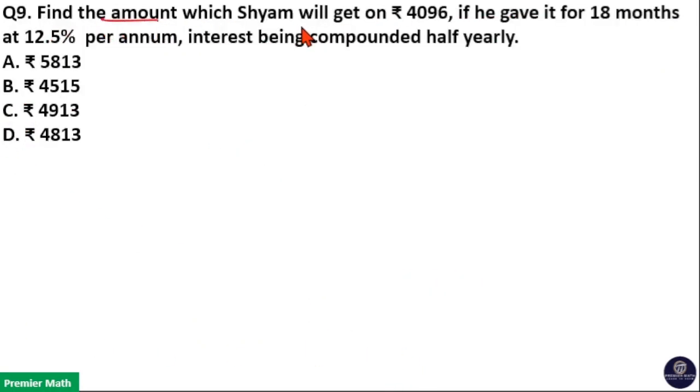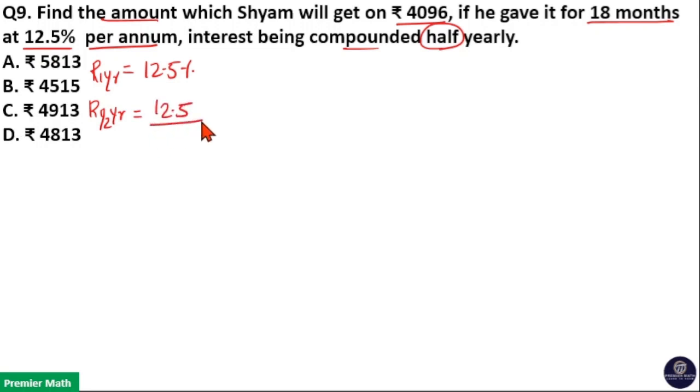Find the amount which Shyam will get on rupees 4,096 if he gave it for 18 months at 12.5% per annum, interest being compounded half yearly. That means every 6 months interest is added to the principal. Here rate for 1 year is equal to 12.5%. Then rate for half year, that is rate for 6 months, is equal to half of 12.5%. That is 12.5 by 200. Now 12.5 goes 8 times in 100, then 16 times in 200. So 1 part is the interest out of 16 parts principal.